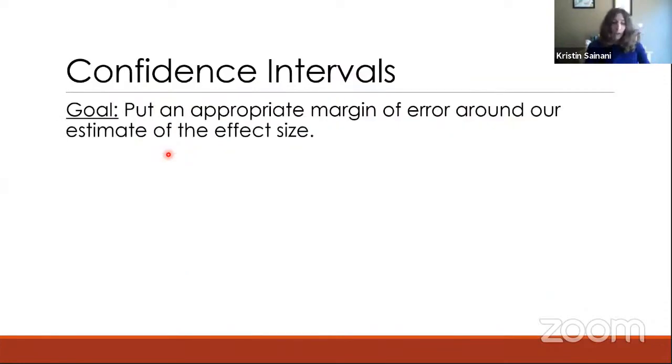All right, so now we understand about standard error. We understand about the uncertainty in our guess. How can we use that value? Well, if we understand the uncertainty in our guess, that allows us to put an appropriate margin of error around our guess. And that's the high-level goal of a confidence interval.